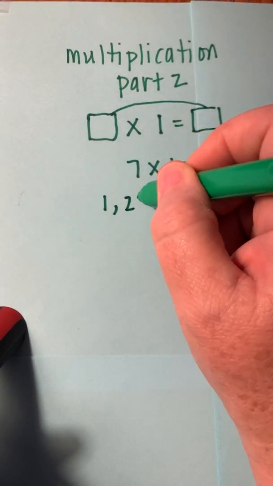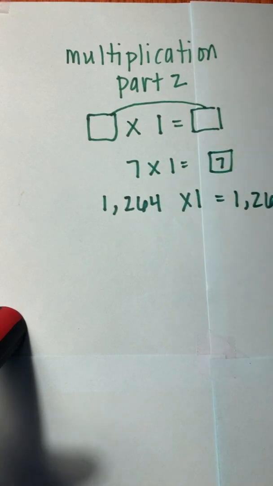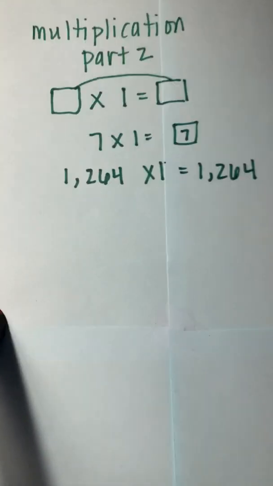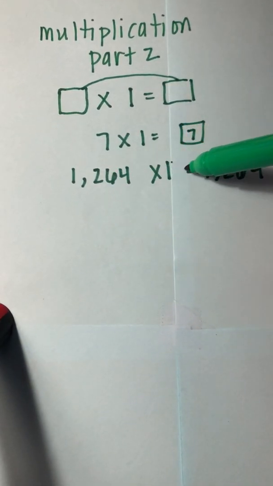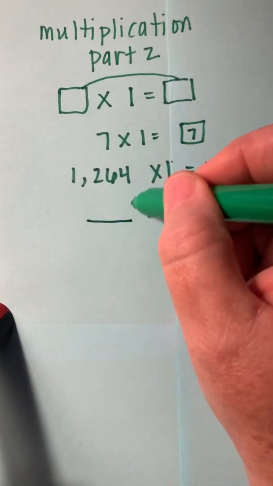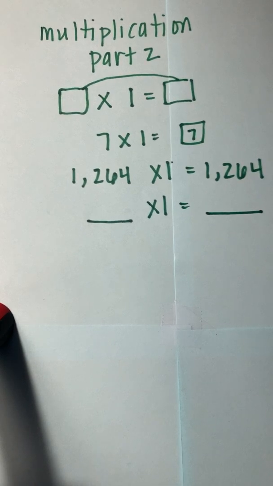Big numbers, 1,264 times 1 equals 1,264 because you only had one group of 1,264. A million times 1 is a million because times 1 just means one of them. One of these, one group, this is going to be the same. That's all you have, one group. So that's the first thing you memorize. Anything times 1 is that same number.